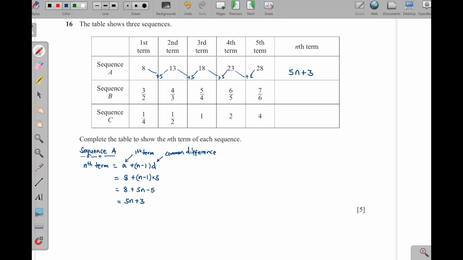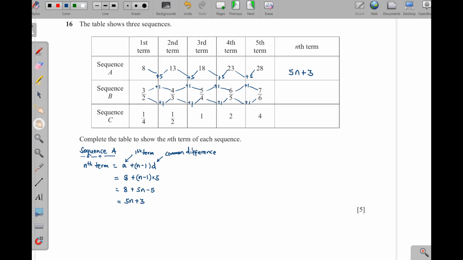Then we go to sequence B. For sequence B, you can see that here we are adding a 1 on each of these numbers. So it is also a linear sequence in the numerators. Then also down here, we are adding a 1. We are adding a 1. So it's also a linear sequence in the denominators.